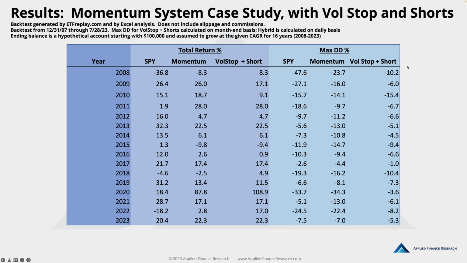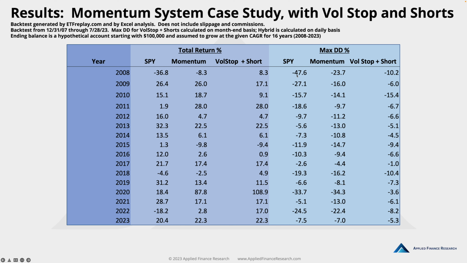Now, for me personally, I like to look at defense first. I like to ask myself, hey, how much money can I avoid losing before I talk about how much money I can make? So starting with 2008, the year of the subprime mortgage crisis, S&P lost 36.8%, momentum system only lost 8.3%, while with the volatility stops and shorts, the system made 8.3%.